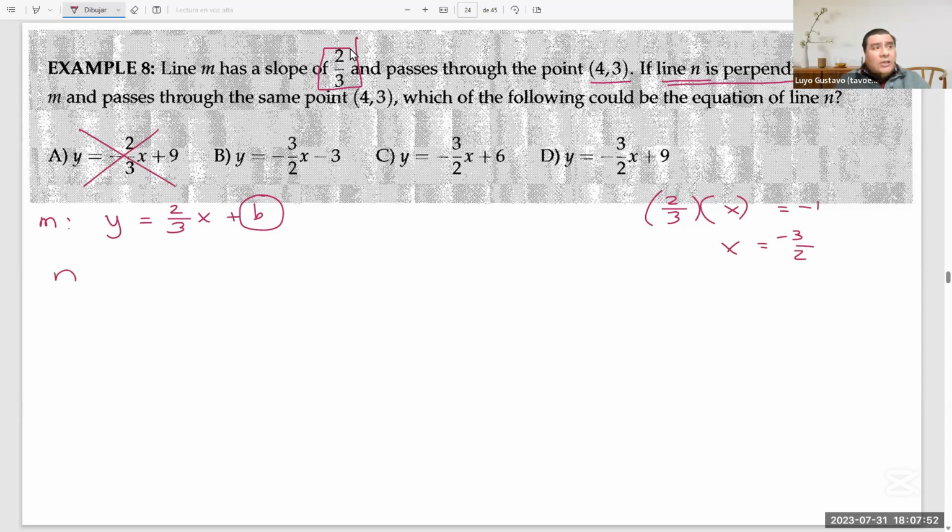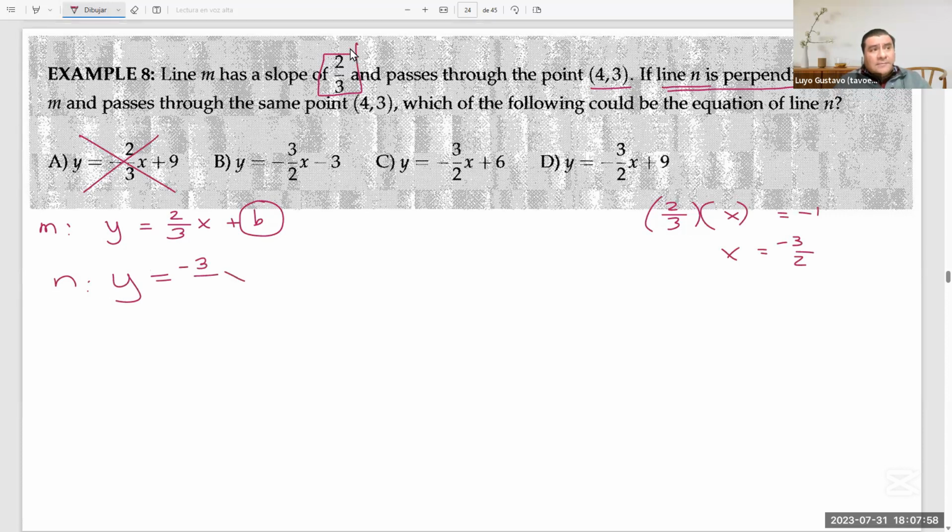So what's the equation of line N? Y equals -3/2 times X plus constant B. Let's call this constant B1 just to make it different from B, the other y-intercept for line M.